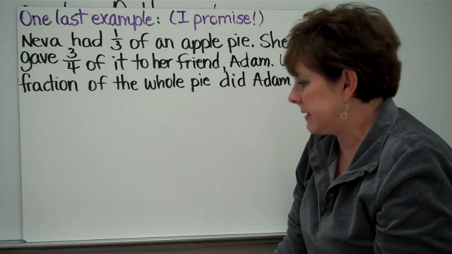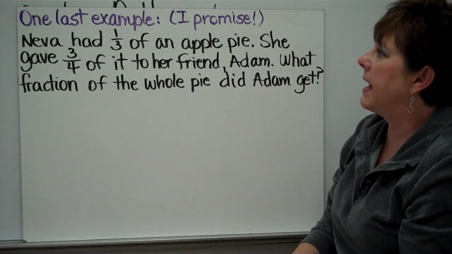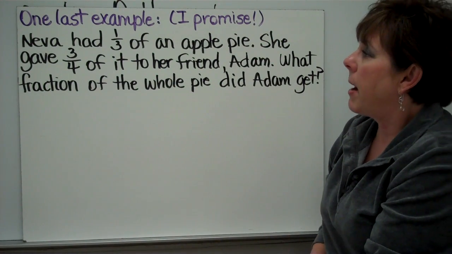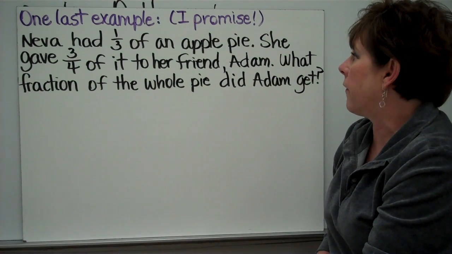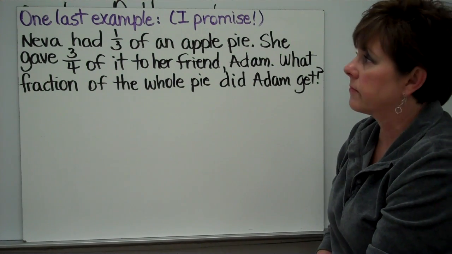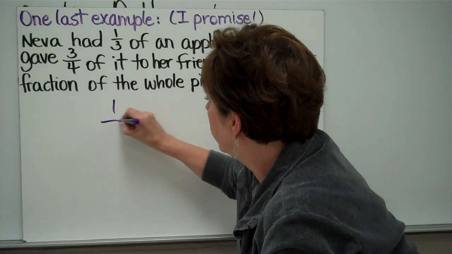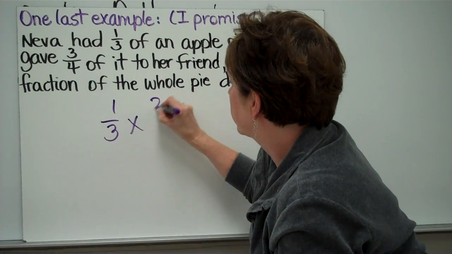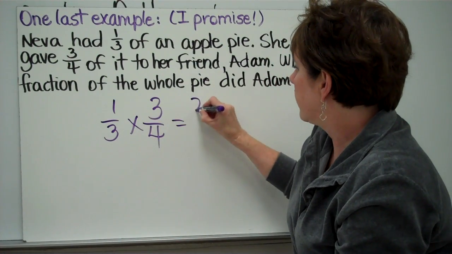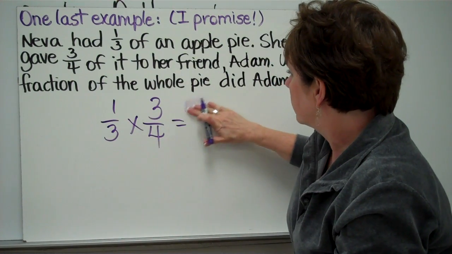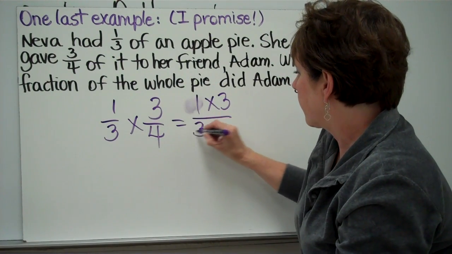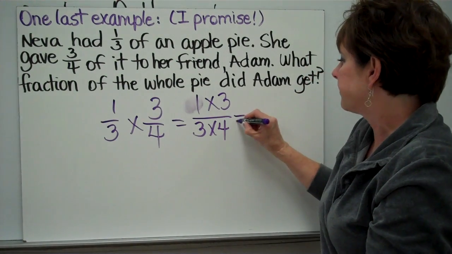All right, one last example. Neva had a third of an apple pie. She didn't have the whole apple pie, just a third. But she gave 3/4 of it to her friend Adam. What fraction of the whole pie did Adam get? All right, we would write 1/3 times 3/4. All right, and we can think of this as 1 times 3 over 3 times 4.